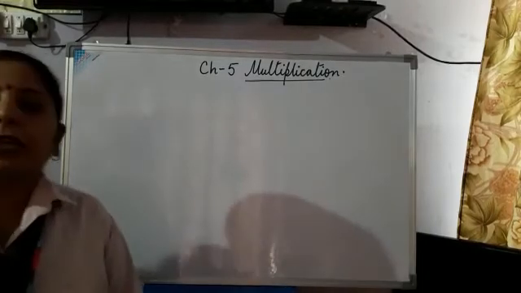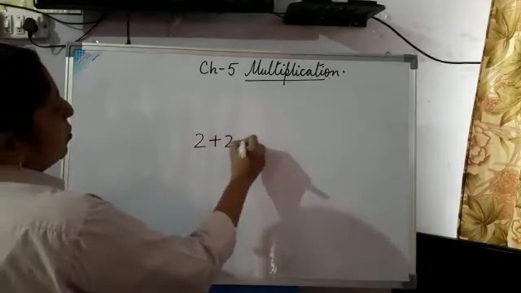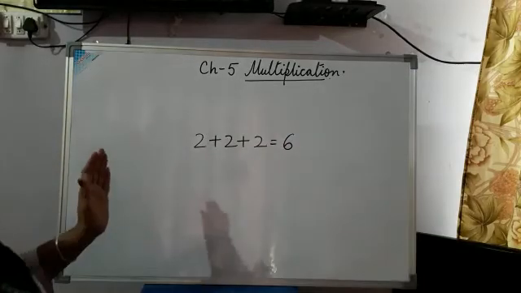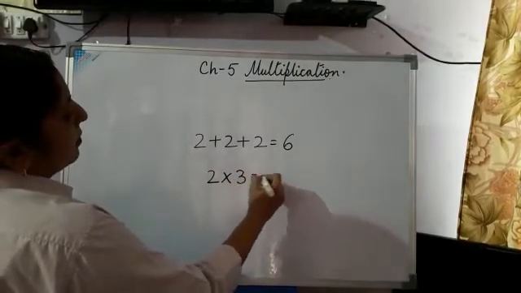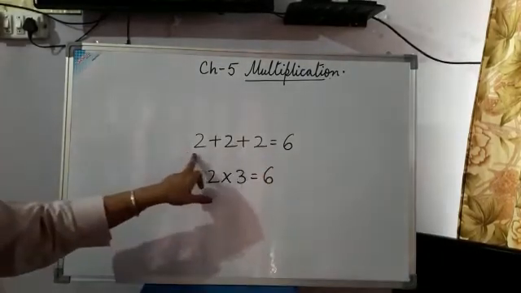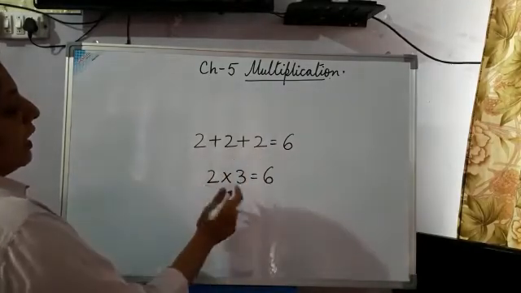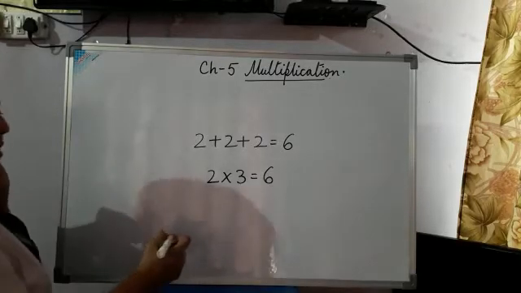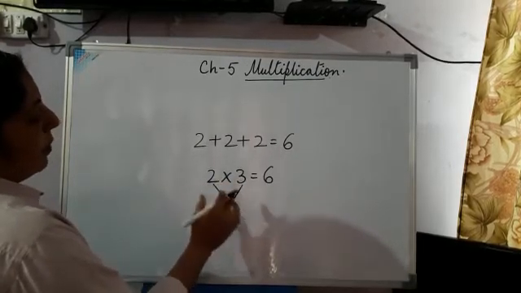Multiplication means repeated addition. I mean to say, when 2 plus 2 plus 2 gives the answer as 6, multiplication is the short form of this. Like 2 when multiplied 3 times gives the answer as 6. The same answer which you get in the addition form. 2 plus 2 plus 2 is also 6, and when 2 is multiplied 3 times, it also gives the same answer.